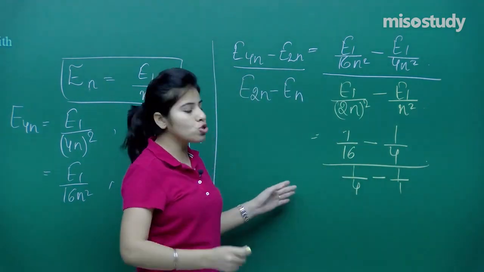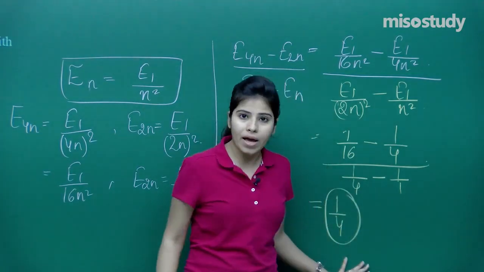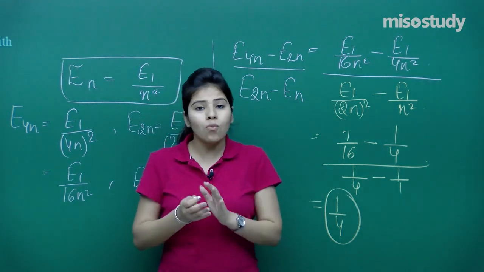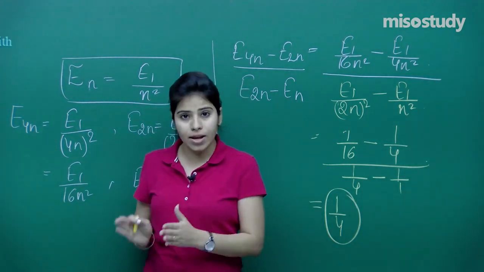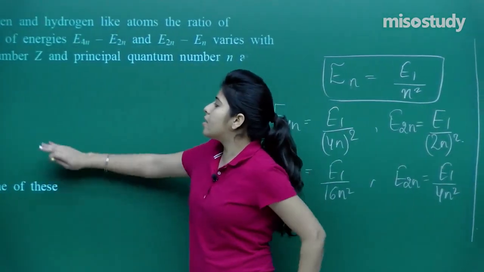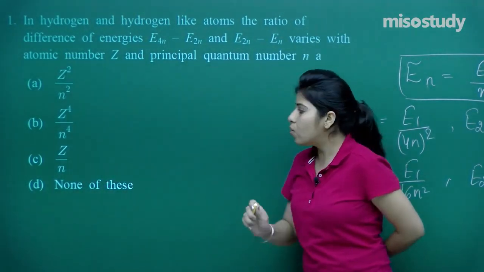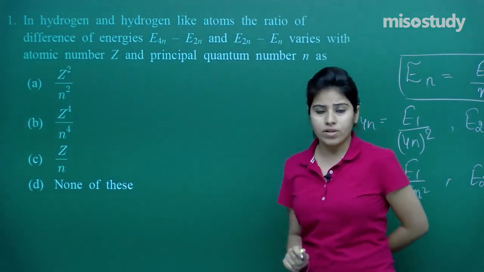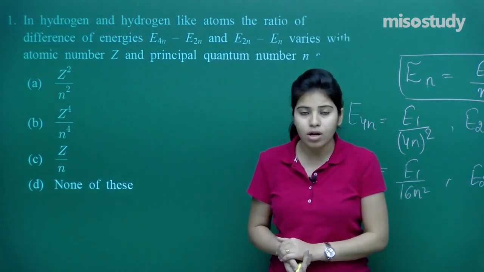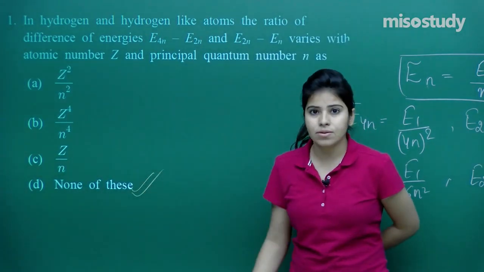Now if you solve it, you will see that your answer will come out to be 1 by 4. If you solve this ratio, the answer will be 1 by 4. Now we have to check whether the option is available in the question or not. If I look here, I can see Z square by n square, Z4 by n4, Z by n, and none of these, because I have my constant value as 1 by 4. So I will say that my answer is none of these, right?